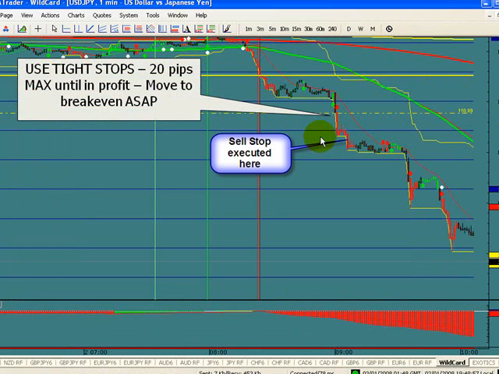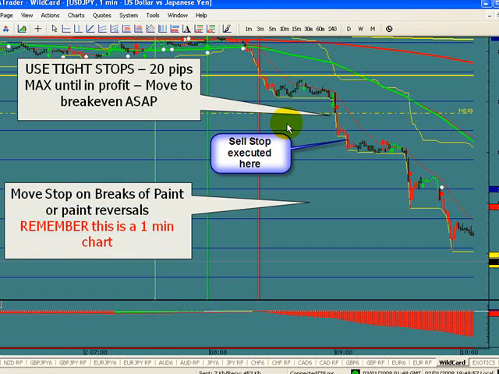All right. And in a fundamental announcement, you want to use very tight stops, no more than 20 pips. All right, and your job initially is to get that trade to break even as soon as possible. Remember, you're in the riskiest time of the market, and at any time they could lose momentum and go right back to doing what they were doing. So you want to have very, very tight stops, and you want to move it to break even as soon as possible.